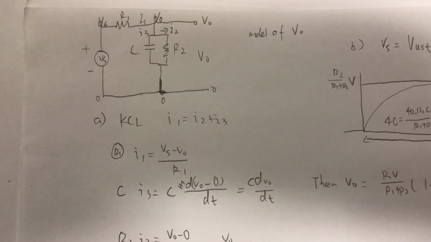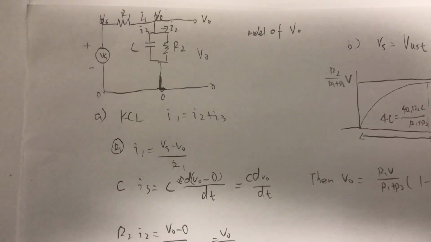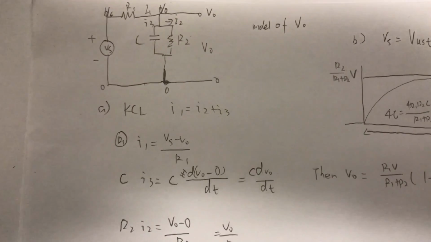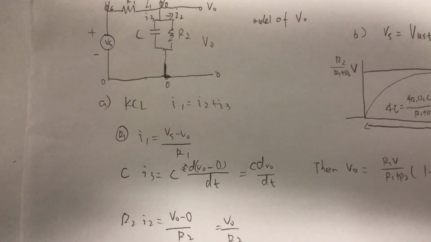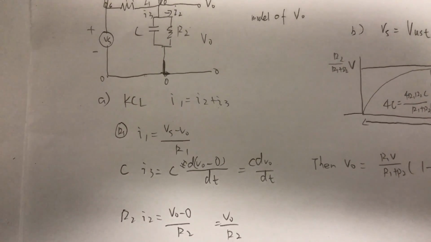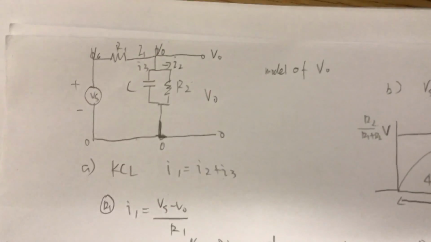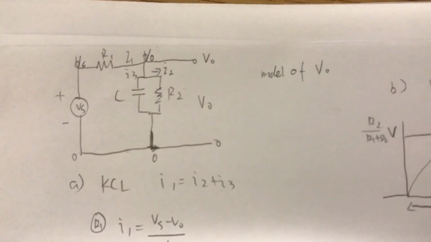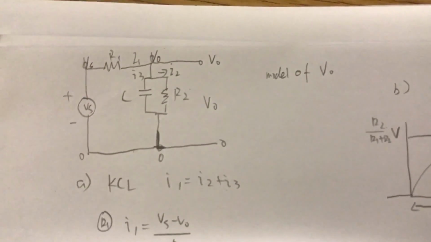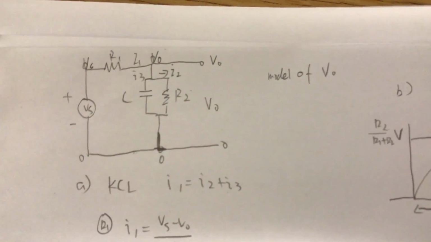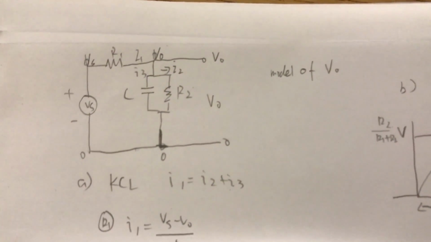This is homework 9, problem 8, and we are trying to obtain the model for V0 and obtain the expression for the free and forced response of V0(t). The way we are doing this is by getting the circuit of this and finding I1 to I3.